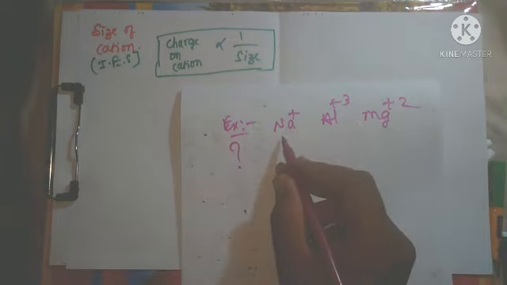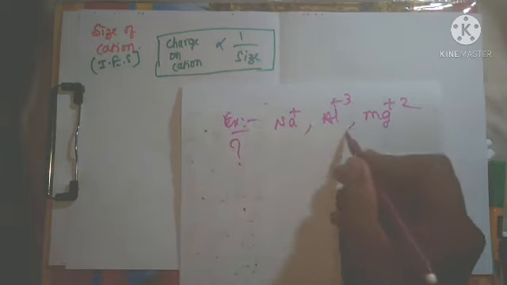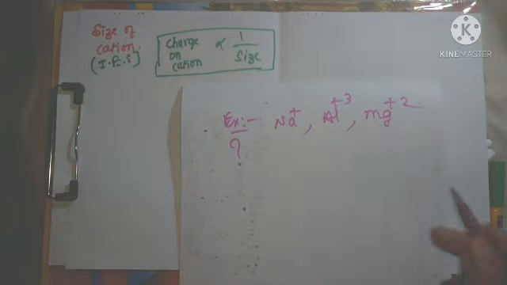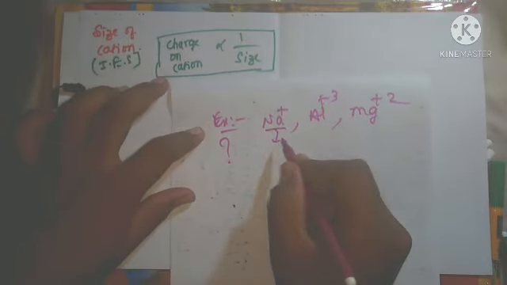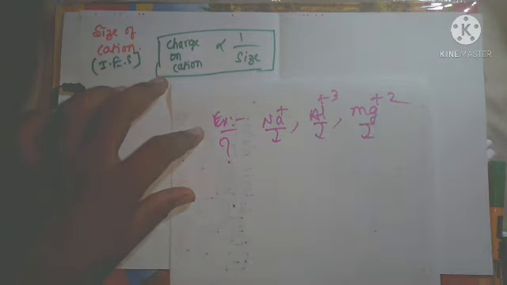Arrange the size of Na+, Al+3 and Mg+2 cations in increasing order, or smaller size to larger size. Now we will see already what we know the rules is. These are isoelectronic or not, just check here.